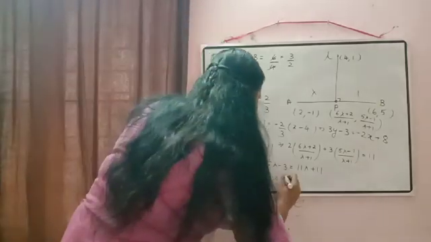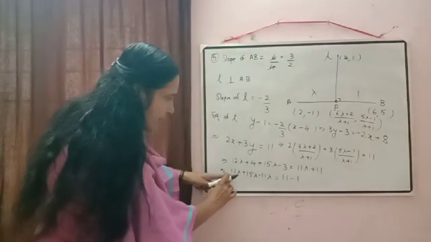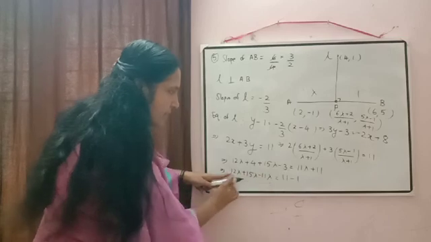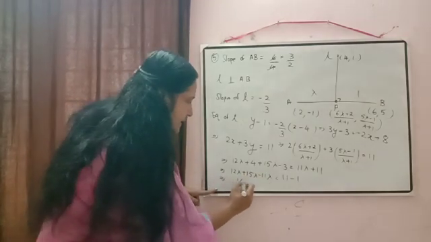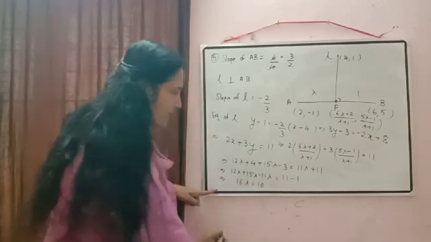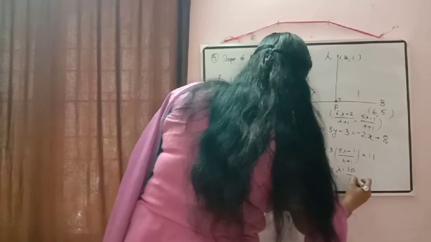So it will be equal to 11 minus 1. Here 12 minus 11 will be equal to 1. So 15 plus 1, 16 lambda is equal to 10. So we will get here lambda is equal to 10 by 16.